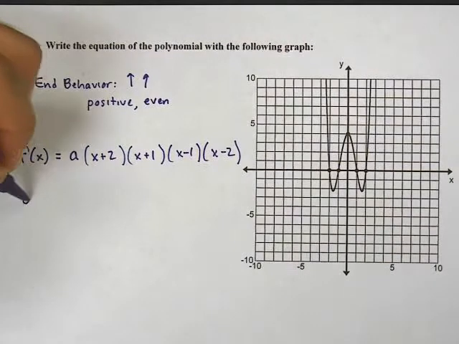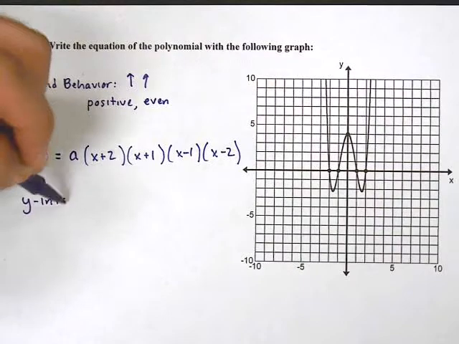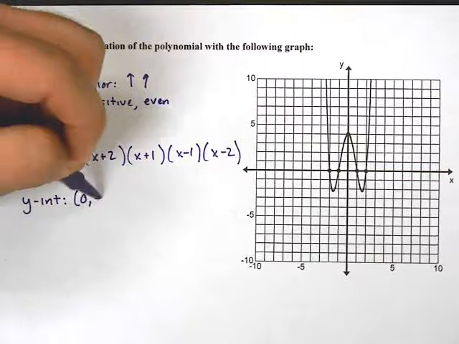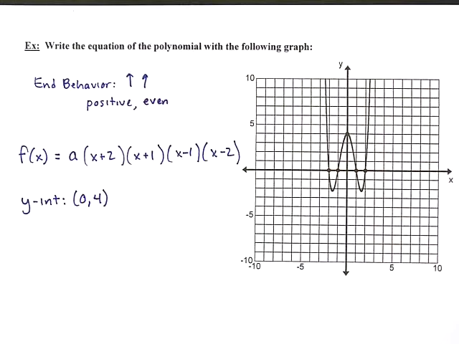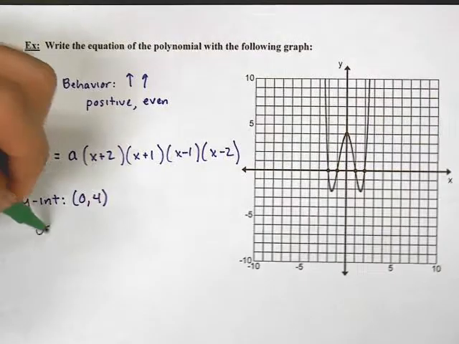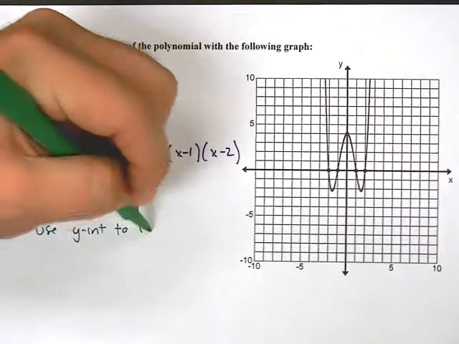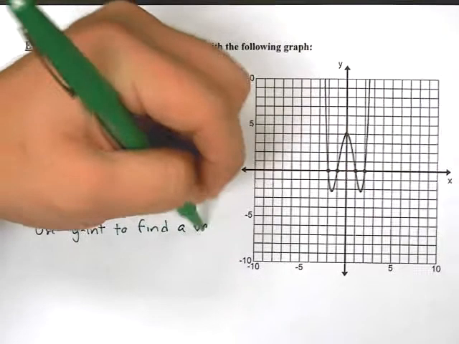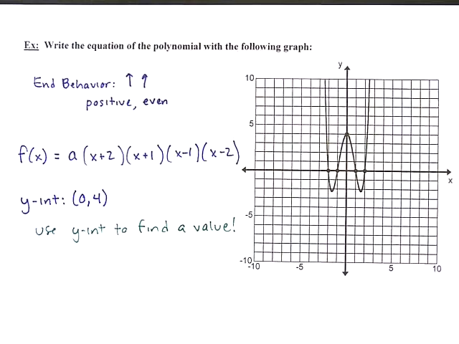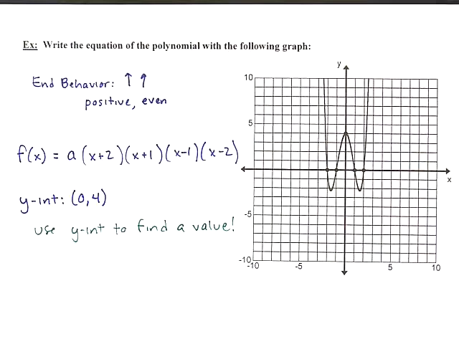We know that our y-intercept is where? 0 comma 4. We have to use this information, okay? So make sure you write this down. Use the y-intercept to find a value. Always, always. What do I mean by that?